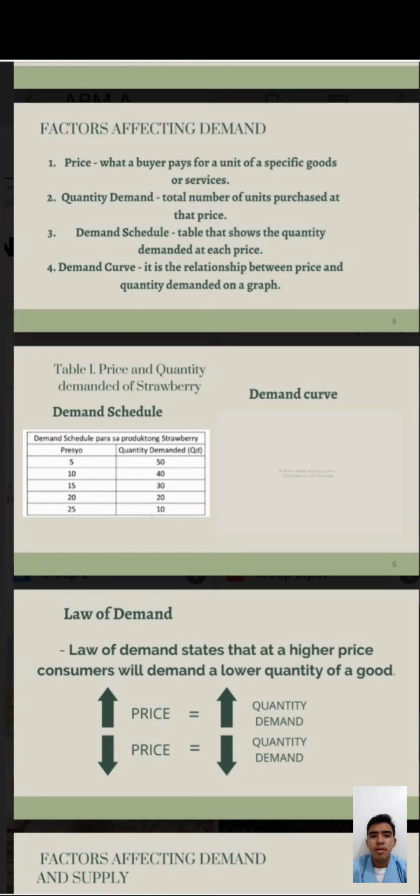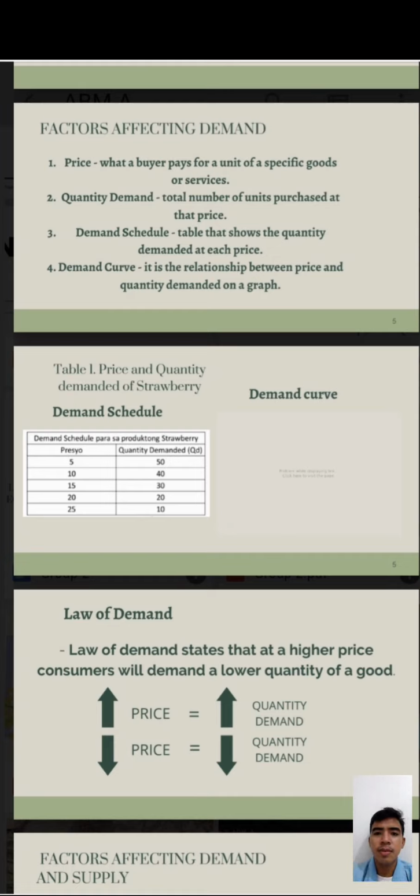Table 1. Price and quantity demanded of strawberry. Demand curve or demand schedule. Demand schedule para sa produktong strawberry. Presyo: 5, 10, 15, 20, 25. Quantity demanded: 50, 40, 30, 20, and 10.